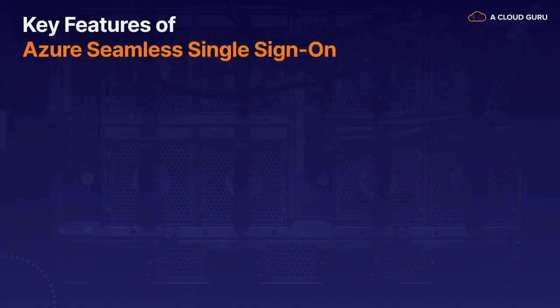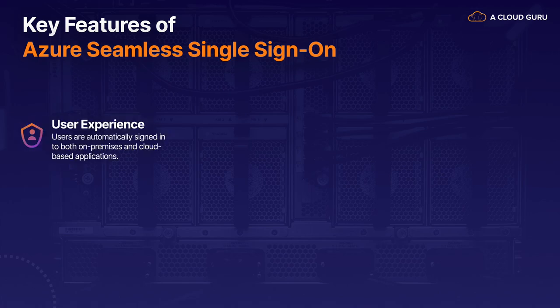So a few key features of the so-called Azure Seamless Single Sign-On, or just SSO, because who wants to say that over and again, are going to be, according to Microsoft, the user experience, right? So users automatically get signed in both on-prem and cloud-based apps. So you log in once and you can use whatever you need to use. SSO is free. You don't have to have any paid versions of Active Directory to use it.